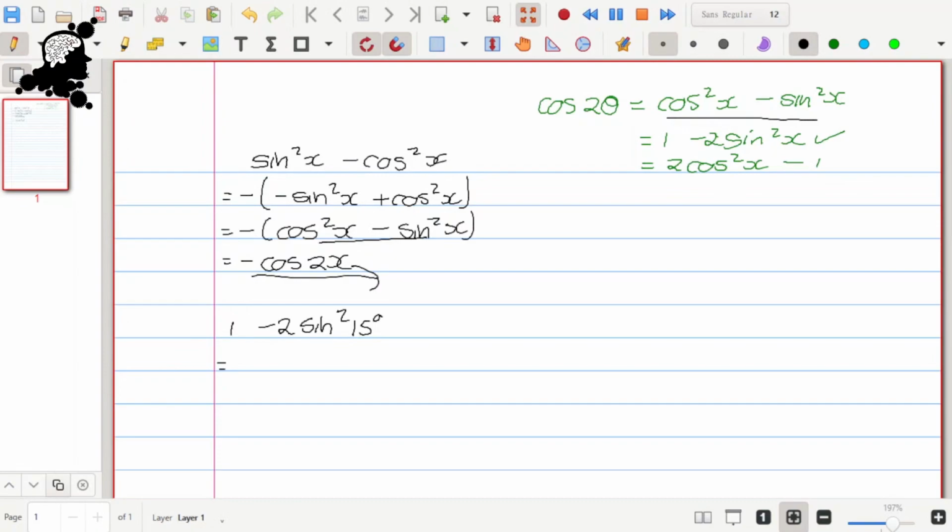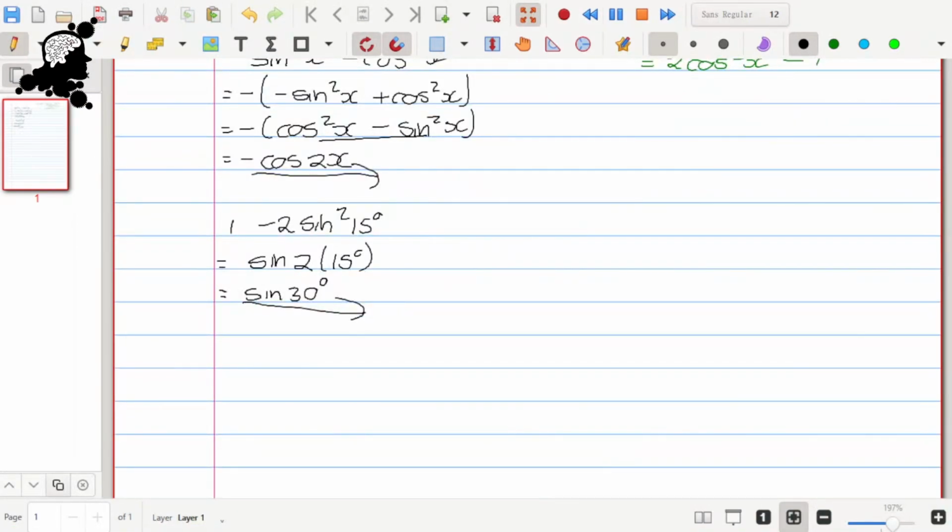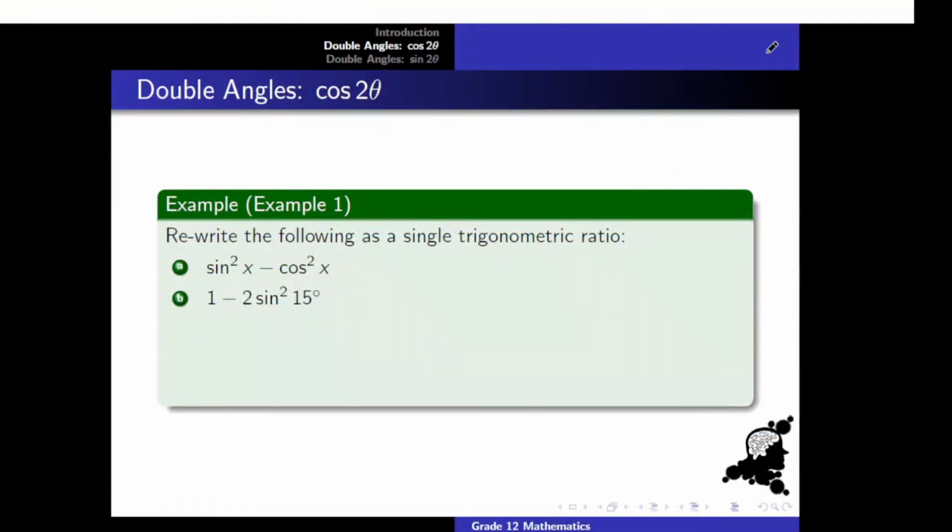So I could say this is going to be sine of 2 times 15 degrees. Now, 2 times 15 is going to give me sine of 30 degrees. I'm going to leave my answer right here because the question said we need to simplify as a single trigonometric ratio. If the question didn't specify that, we would have pressed sine of 30 degrees on the calculator, and because 30 degrees is a special angle, we would get an answer of 1 over 2. But that's not applicable here because the question said we need to leave our answer as a single trigonometric ratio. Brilliant. Let's look at the next question.